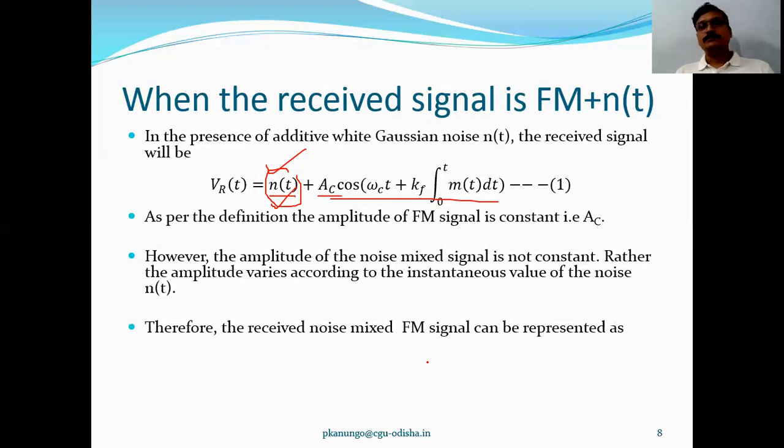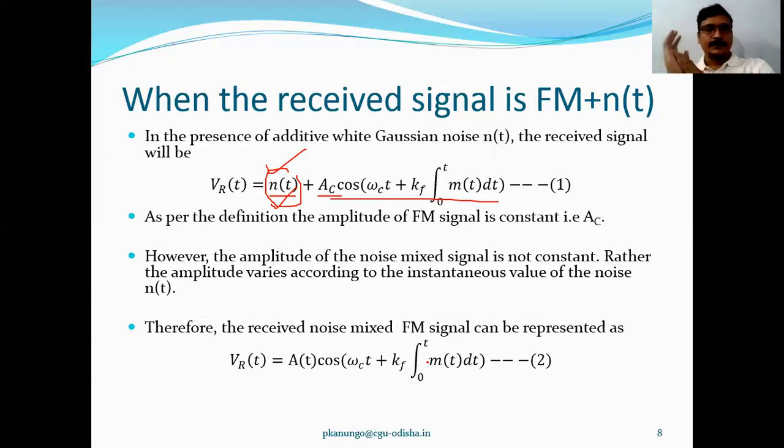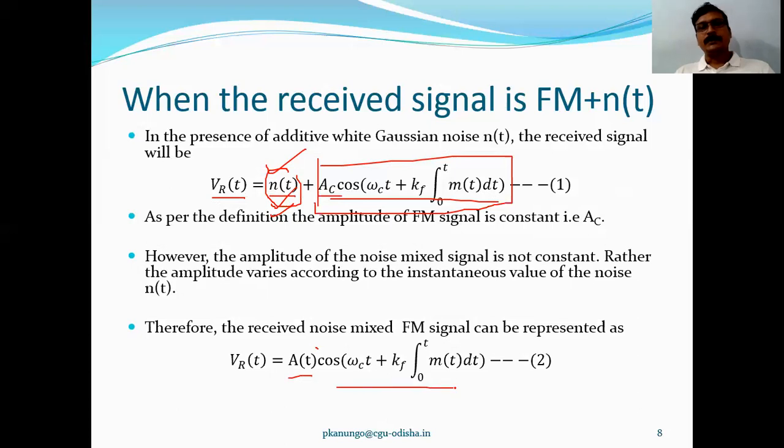Therefore, the received noise mixed FM signal can be represented as a time varying amplitude FM signal. Instead of A_C cos omega_C t, because the noise is added to this FM signal, the total received FM signal can be represented as A(t) into cos of omega_C t plus K_F times the integration from 0 to t of m(t) dt. And this A(t) is the time varying amplitude of the FM signal.